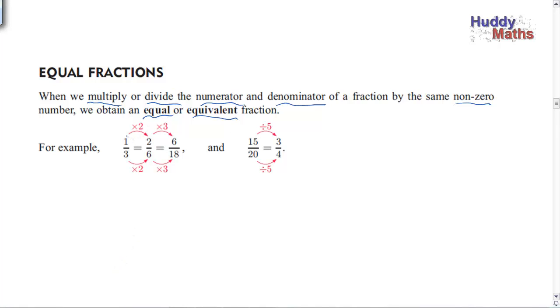So if I multiply 1 out of 3, top line by 2 and bottom line by 2, I get 2 out of 6. If I multiply top and bottom by 3, it'd be 6 out of 18. Or I could divide the fraction 15/20, divide top line by 5 is 3, bottom line by 5 is 4, and they are equivalent. So this is sometimes, when you divide top and bottom, called cancelling out. You're actually dividing top and bottom by the same number to keep the fraction the same, equal or equivalent fractions.